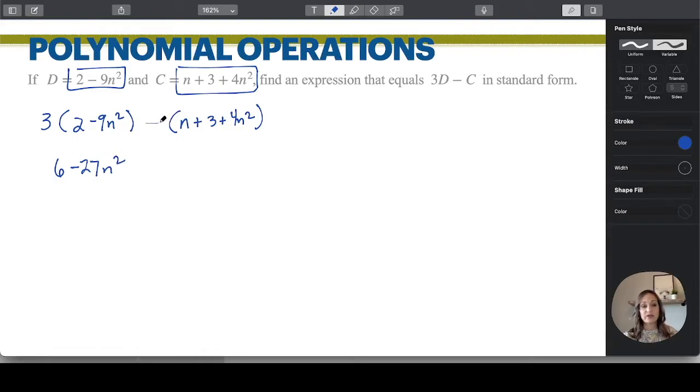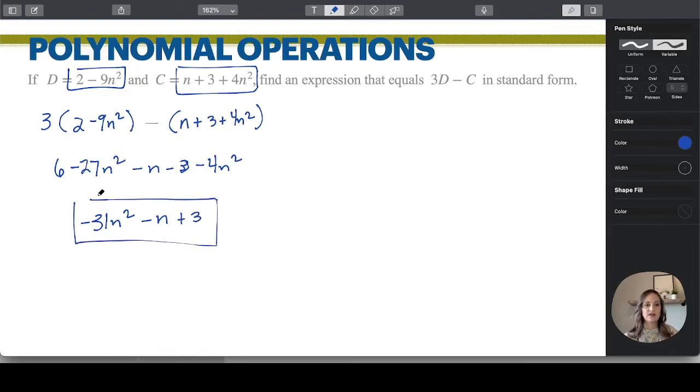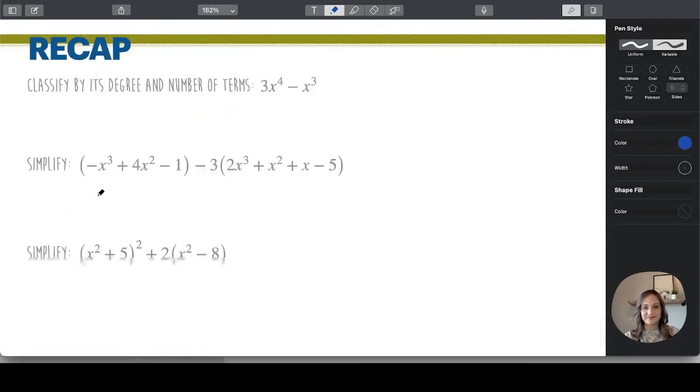And then I'm going to distribute this negative. So that will give me a negative n. That will give me a negative 3. And then negative times 4n squared will give me a negative 4n squared. Now you need to combine like terms. Negative 27n squared and a negative 4n squared will give me a negative 31n squared. Negative n is my only term that has an n. And then I have a 6 and a negative 3, which will give me a positive 3. And that would be my final answer in this polynomial operation.